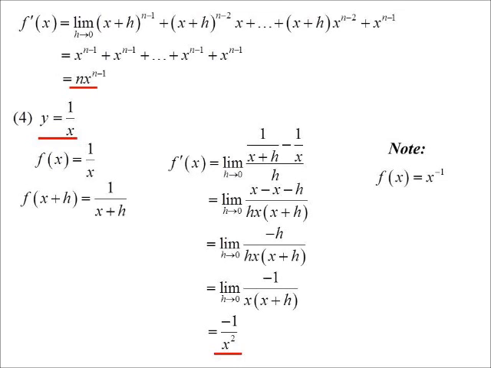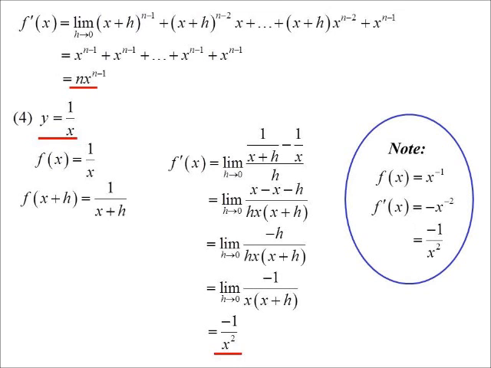Had I gone function f(x) is x to the negative 1 and put it into negative indices, our rule said get the original power, put it to the front, subtract 1 from the power. So if I've got x to the negative 1, I move that to the front, negative 1, subtract 1 from the power, negative 2. Well, minus x to the power of negative 2 is indeed minus 1 on x squared. So our formula that we created there for polynomials works for negative indices as well. We don't need a new formula.